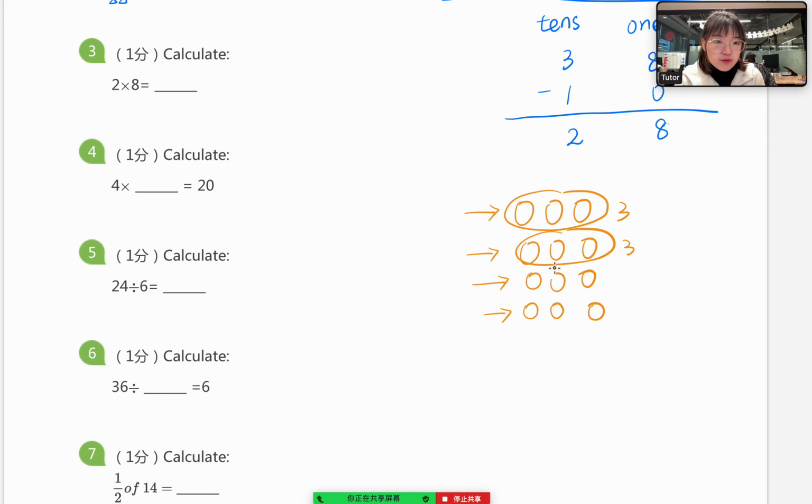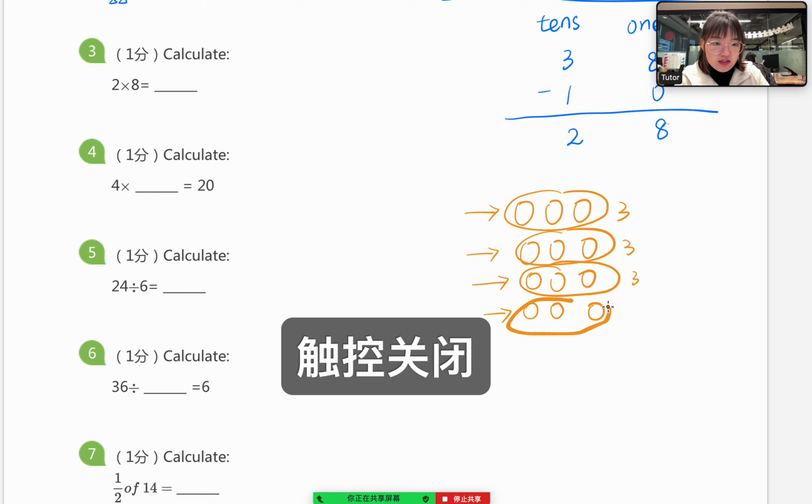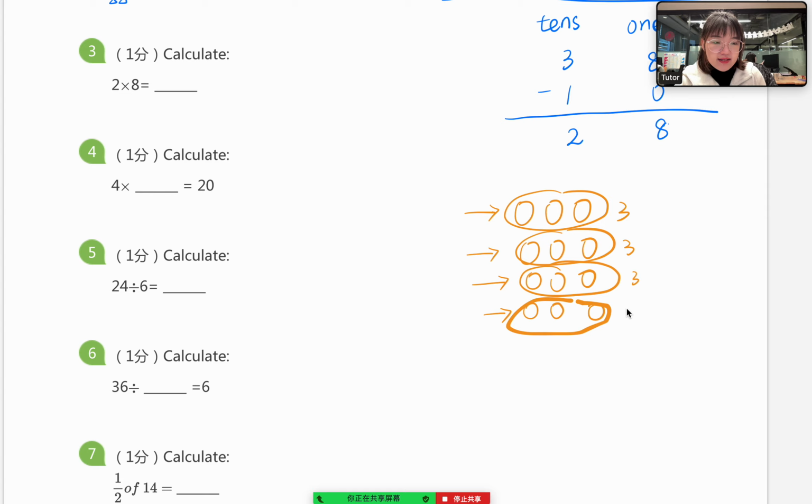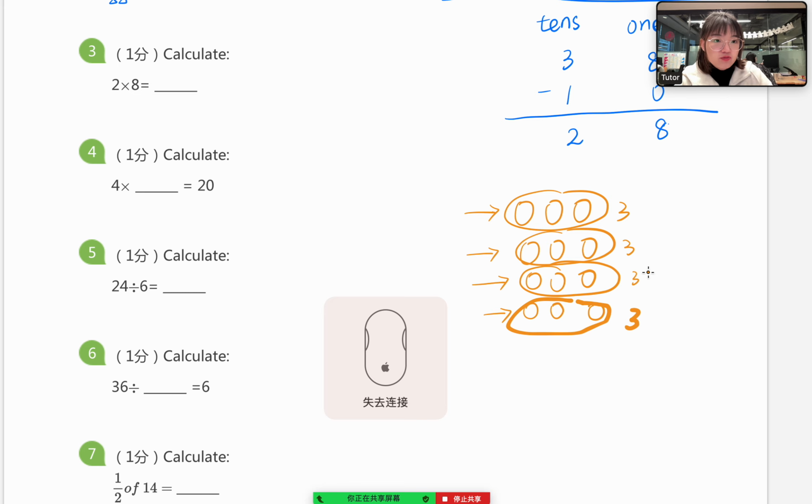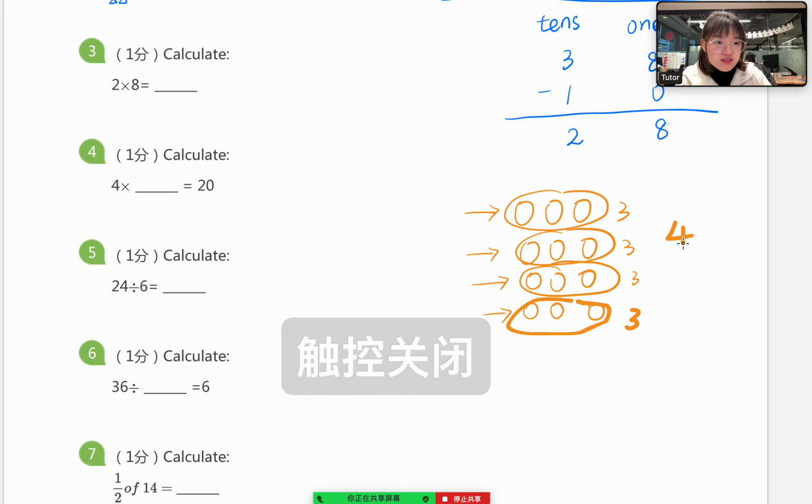So now we can group. We can make every 3 circles in a group. Okay, and now let's count. So if in each row there are 3 circles, then how many rows of 3 are there? There are 4 rows of 3, is it? Then we can write it down. 4 rows of 3 means 4 times 3, because rows of means times.